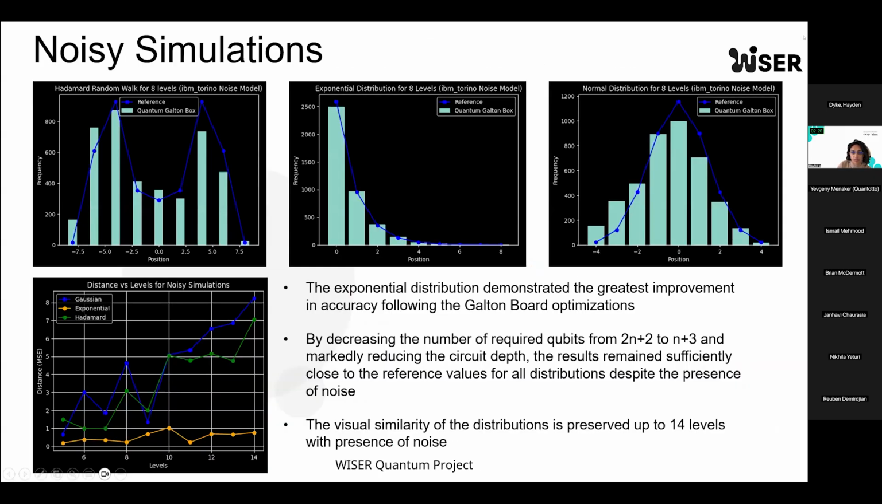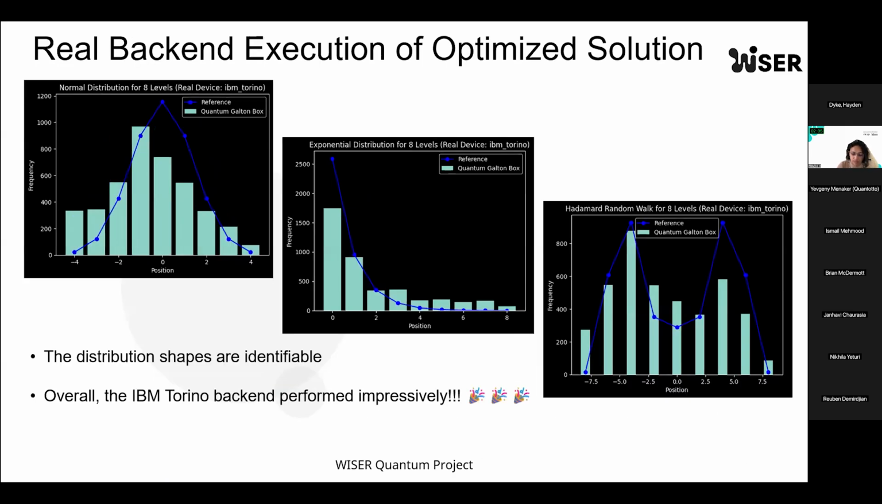Optimized circuits run faster and remain accurate under noise, at least up to 9 levels, and we measured it by Wasserstein distance and MSE, mean square error, metrics. The exponential distribution showed the best fidelity even at 14 levels. We confirmed our results on real hardware. We ran it on the IBM Torino backend with 8-level circuits, and it showed really promising and impressive results. We can clearly see the distinct features of each distribution.